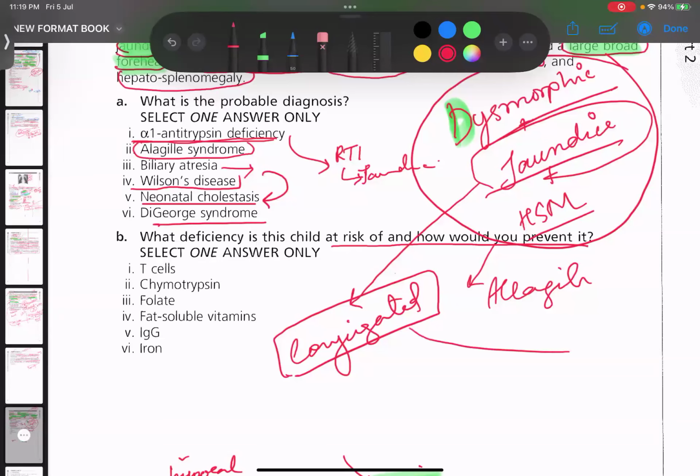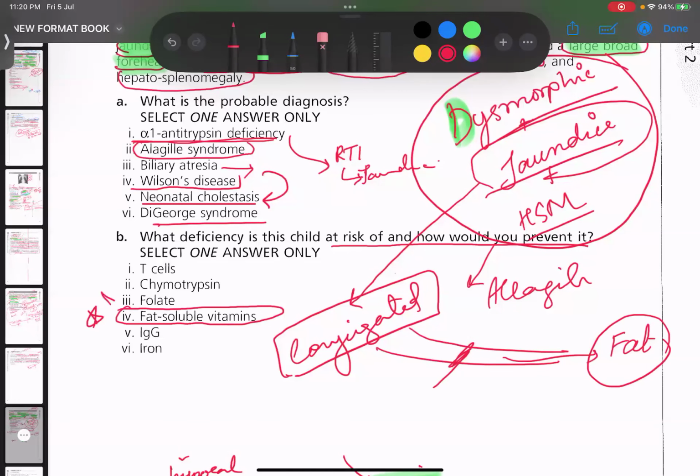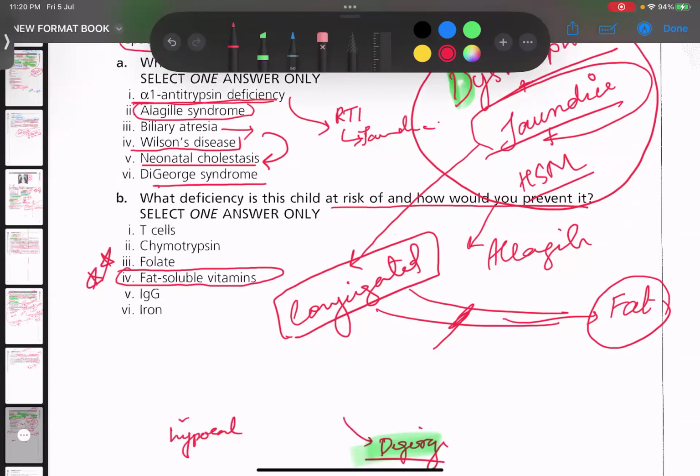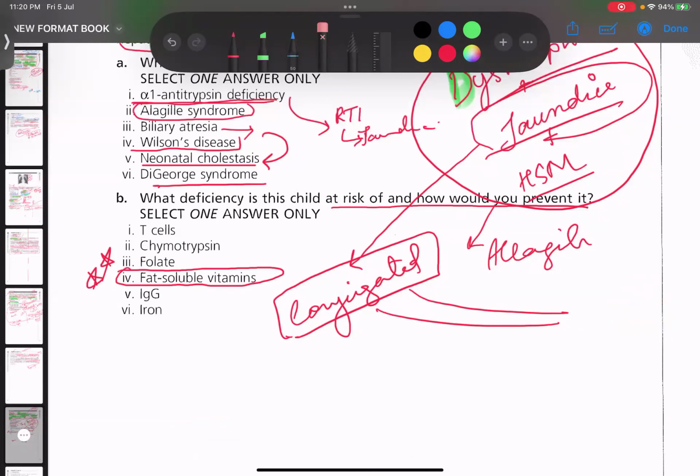Whenever there is any kind of obstruction in the biliary tree, we consider the possibility that bile is not reaching the gut. So this child will not be able to absorb fat and fat soluble vitamins. As a result, the child will suffer from deficiency of fat soluble vitamins. So we'll give supplementation of fat soluble vitamins. But if I'm thinking about conjugated hyperbilirubinemia, and I'm saying there is some kind of obstruction that can lead to this particular jaundice, then why not biliary atresia?